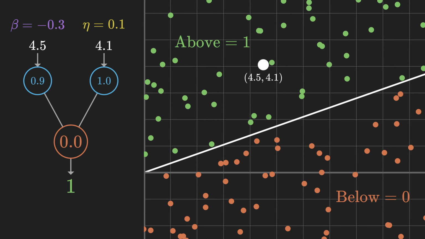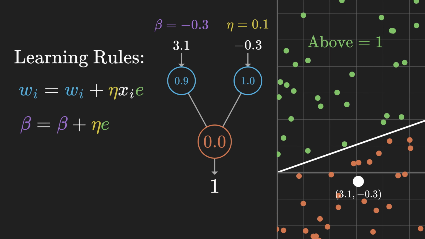Now let's feed it a point that is below the line. This time our expected result is 0. We repeat the same process, but the neuron gives us a 1, which is wrong. So now we can learn from our mistake. The way Rosenblatt taught the neuron how to learn was with these two simple rules. For the weights we add the learning rate, multiplied by the input value, and an error metric. And the bias is the same, but without any input.